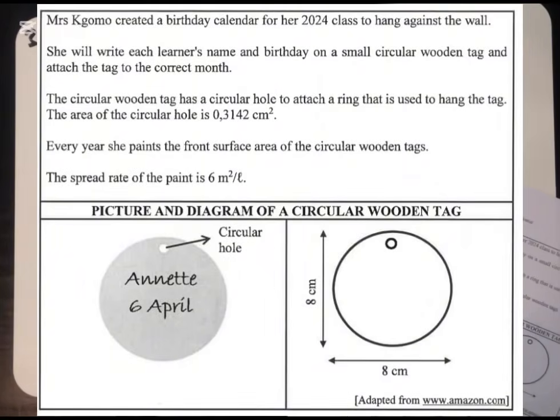We can see that this was Annette, 6th of April. We have the circular hole then. And then we are given the diameter, which is 8 centimeters. If they ask us about the radius, we're just going to say 8 divided by 2 is equal to 4. The 8 that you see here is a diameter. It's the distance from one point on the circumference to another point on the circumference of a circle.